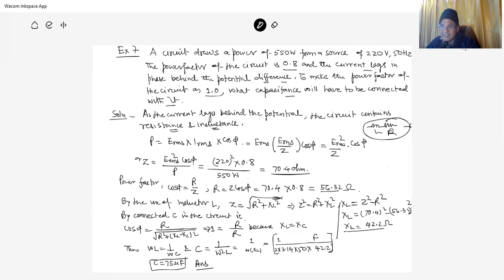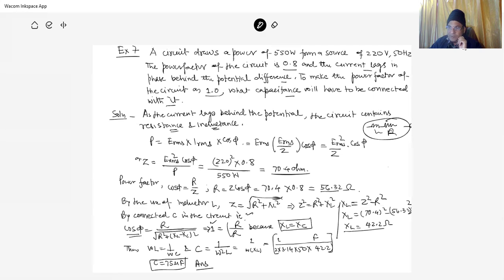Now by connecting C in the circuit, the power factor cos phi is equal to R over root of R square plus XL minus XC whole square. And we have to increase the power factor from 0.8 to 1. So for the given power factor of 1, we have R over R, because XL is equal to XC. When XL is equal to XC, this factor is 0, and under root it is R square, that is R.